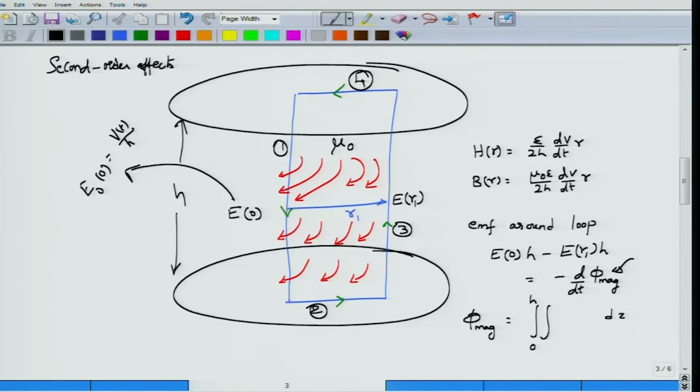Therefore, the area element would be along phi, which is precisely the direction of the magnetic flux density vector as well. So, put down the magnetic flux density mu 0 epsilon r by 2h times dV by dt. Everything is a constant, so you can easily move everything out, but you have r here as part of the magnetic flux density itself. Since you are considering r and z, the loop area element would be r dr.